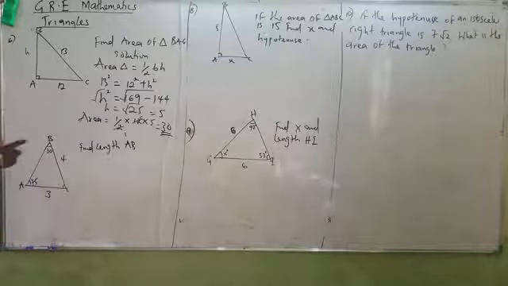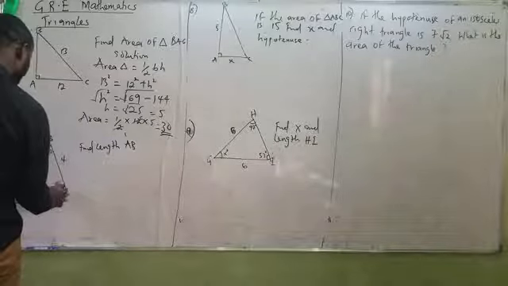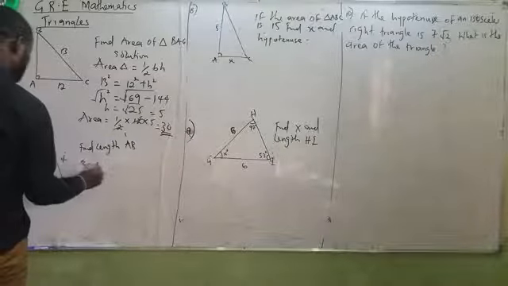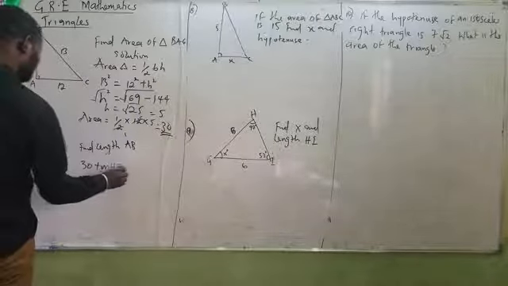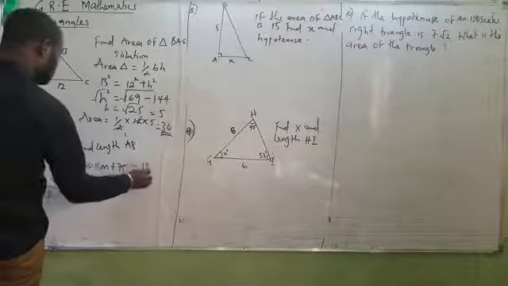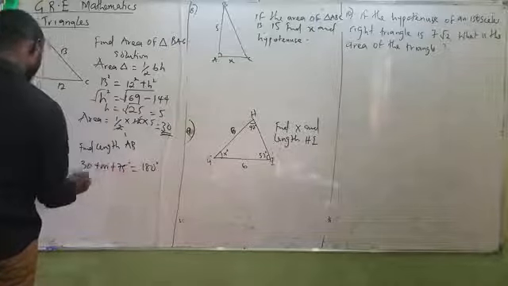Since this angle is not equal to this angle, the next thing you can do is call this place M. You have 30 plus M plus 75 equals 180. They are all in degrees anyway.